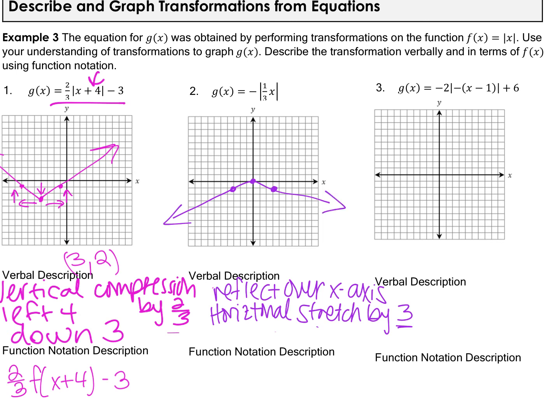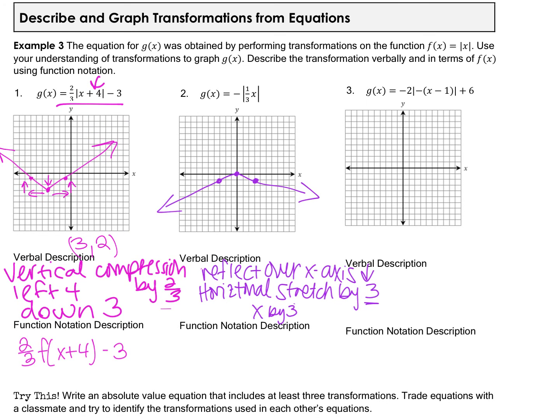So that, again, can kind of be confusing. So you have to remember we need to multiply the x by a 3. So you got to think back on your points for your parent function to figure that out. That negative, remember, it makes it go down. So the function notation for that is the negative on the outside, and then on the inside of the parentheses we have 1/3 and then x.